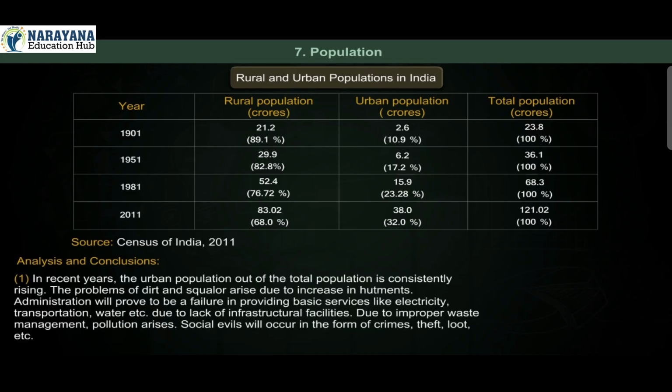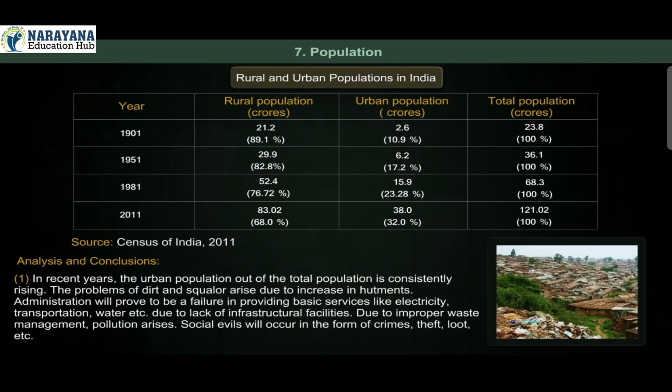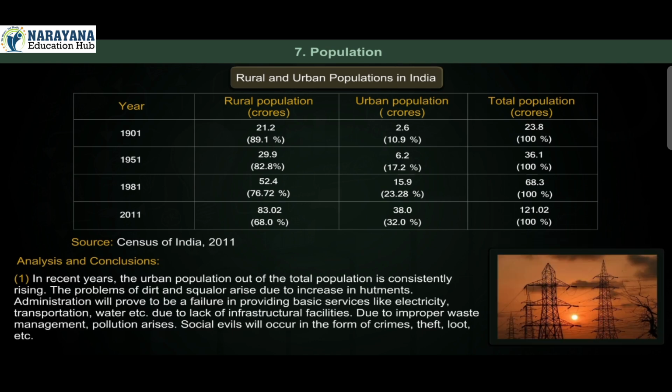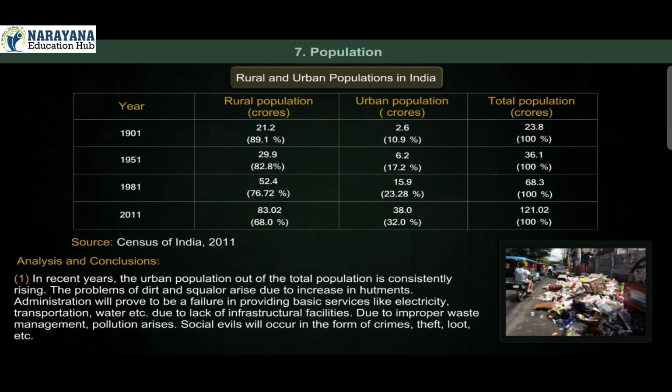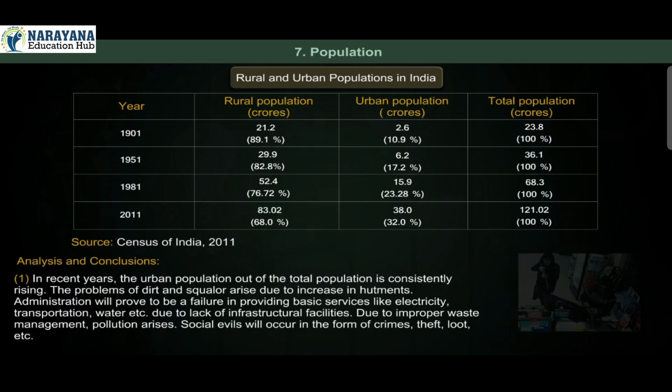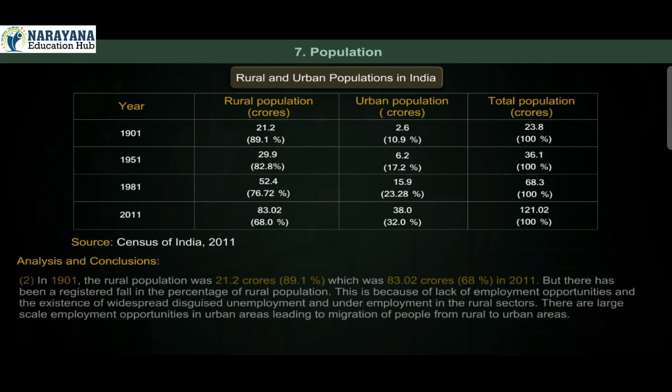Analysis and conclusions. First, in recent years, the urban population out of the total population is consistently rising. The problems of dirt and squalor arise due to increase in inhabitants. Administration will prove to be a failure in providing basic services like electricity, transportation, water, etc. Due to lack of infrastructural facilities and improper waste management, pollution arises. Social evils will occur in the form of crimes, theft, loot, etc.